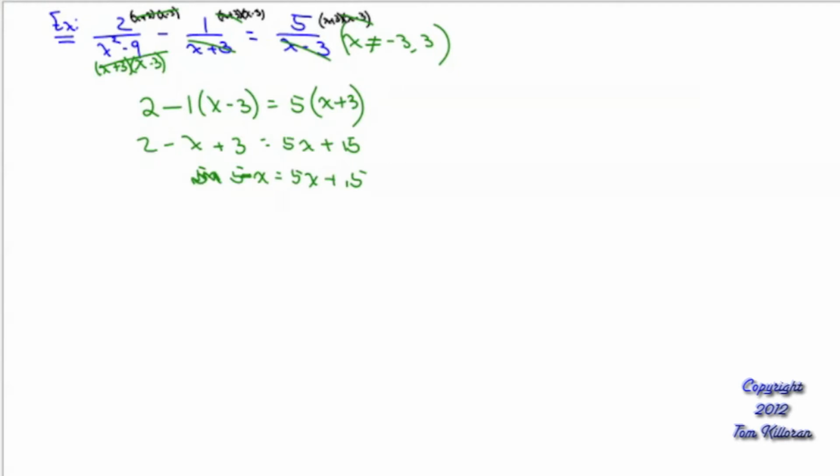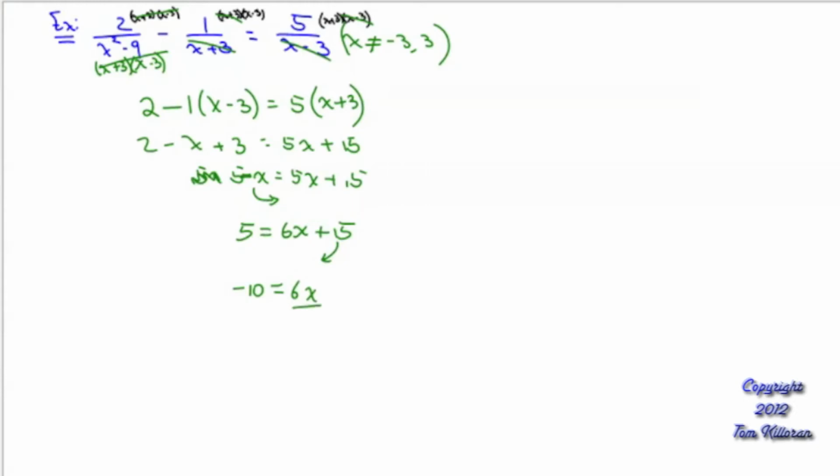Okay. All right, next step. Add x. I would add x, move it over. So you're going to get 5 is equal to 6x plus 15. And you subtract 15 from both sides, you're going to get negative 10 equals 6x. I worry about your addition and subtraction. Divided by 6.